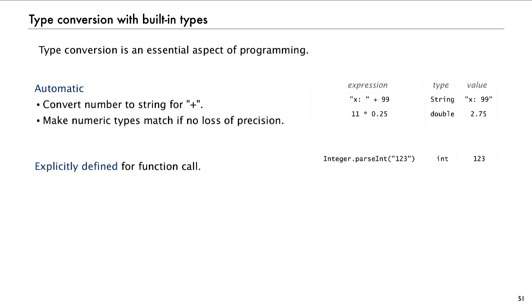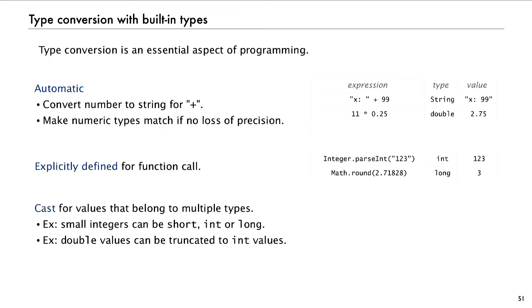Sometimes we need to explicitly define a type conversion, like with a function call. Integer.parseInt returns an int, and it's going to explicitly make the conversion of the string into an int value. Math.round is another example. And then there's a third type of type conversion, which is called a cast.